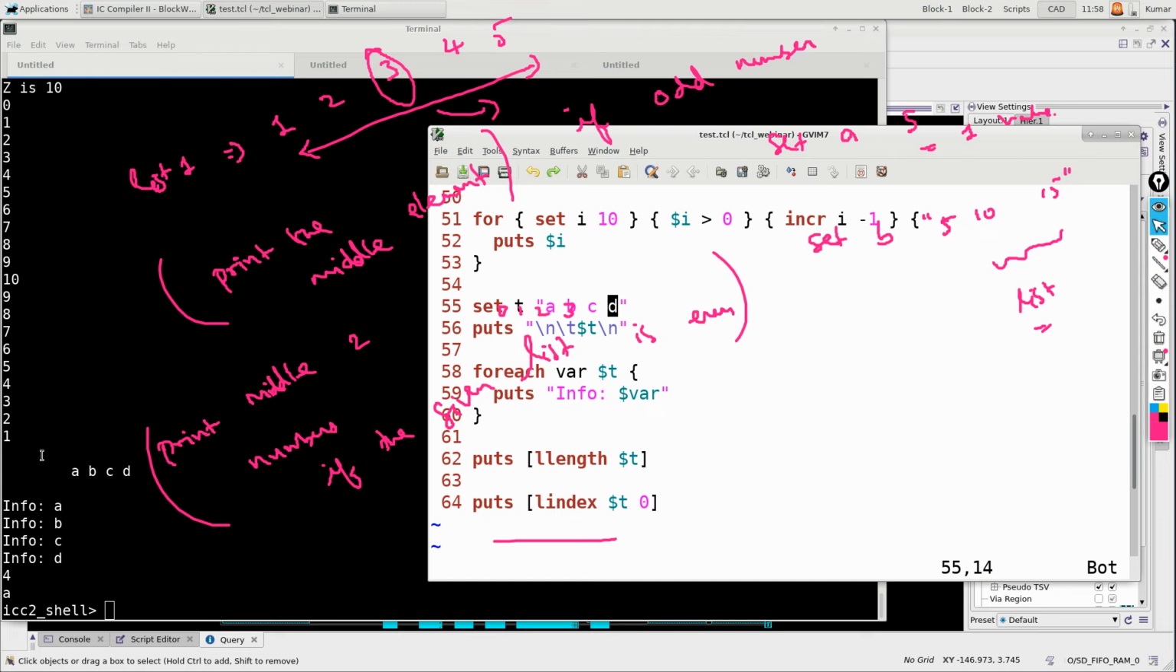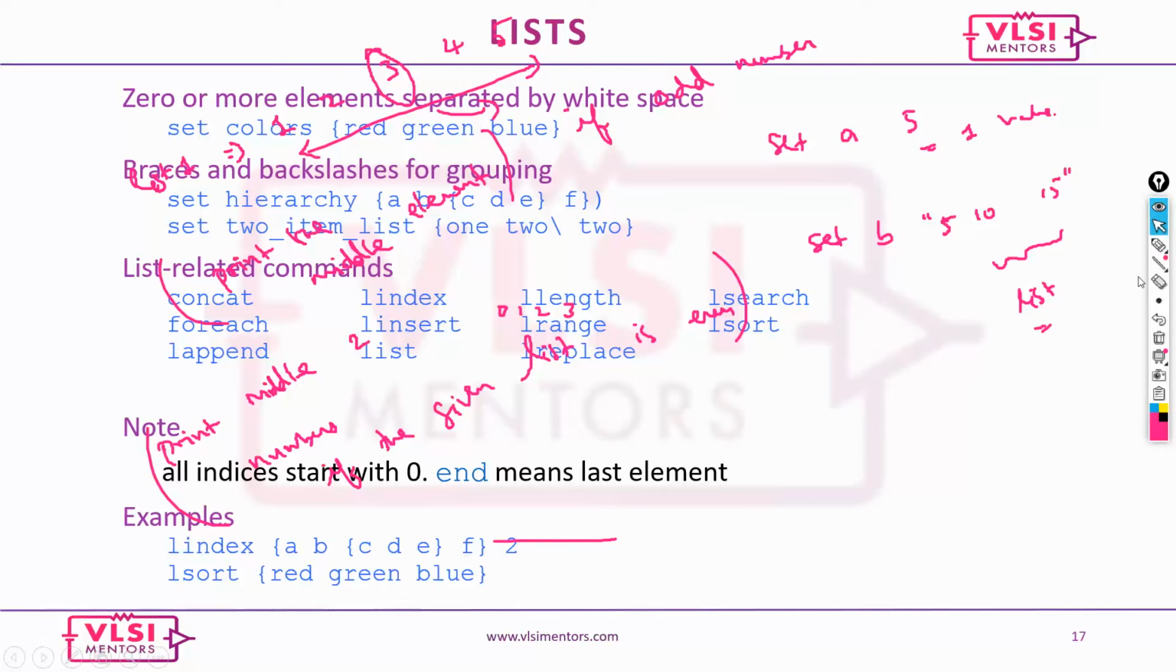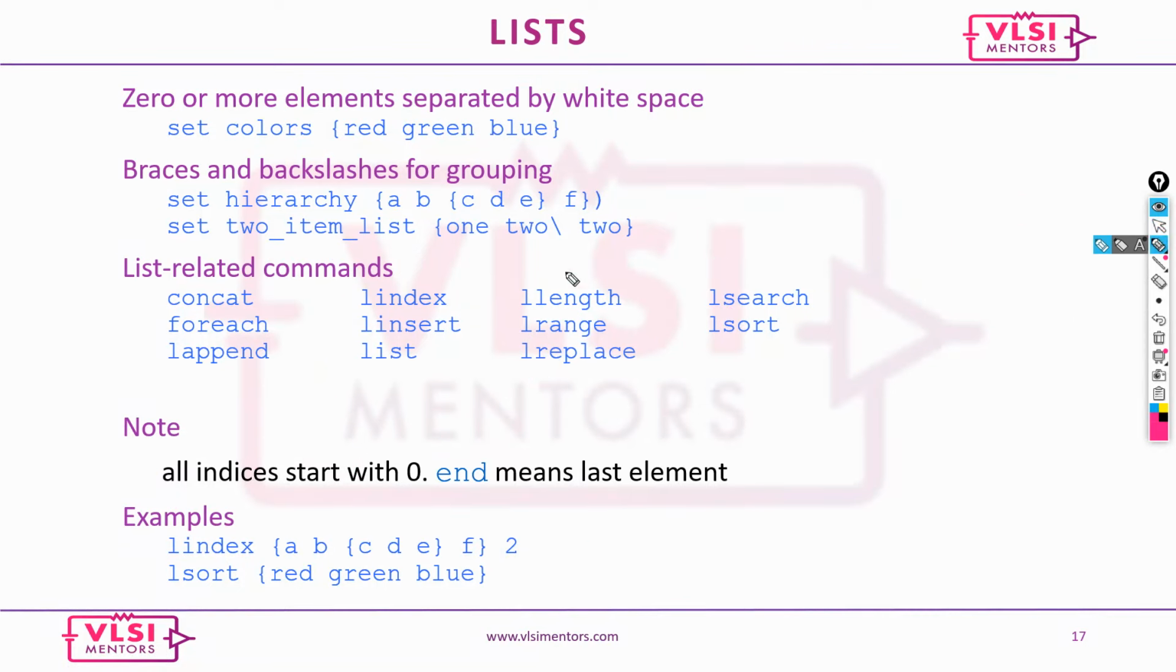Again, there are a lot more operations which you might want to give a try. Say, for example, you want to swap certain things. Say, for example, 1, 2, 3, 4, 5. Now you want to swap this 3 with 6. How do you do that? These are all the commands that you can make use of.